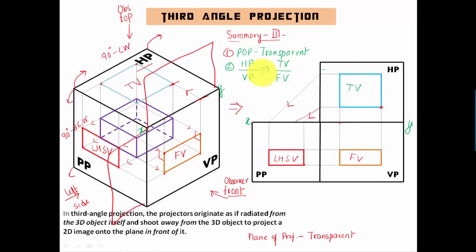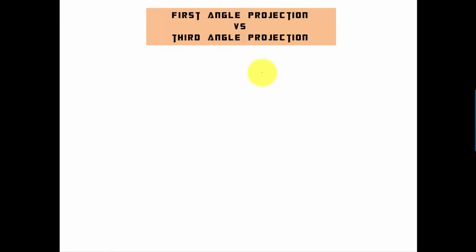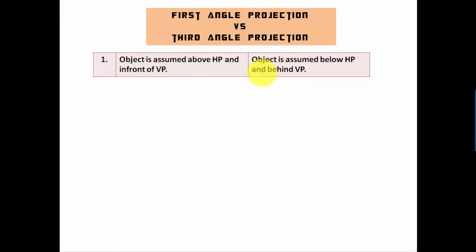So guys, let us now go ahead and summarize the differences between first and third angle projection. The first important point is, when you speak of first angle projection, let me write this down. This is first angle, and this over here is third angle. So when you speak of first angle projection, the object is assumed above HP and in front of VP, and when you speak of projection done in third angle, you have the object below HP and behind VP.